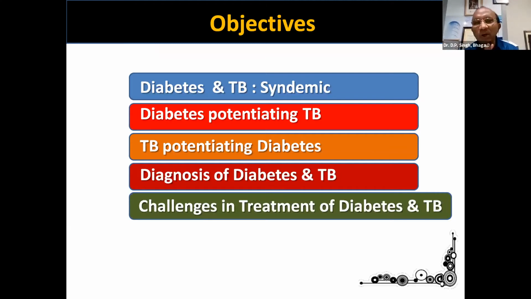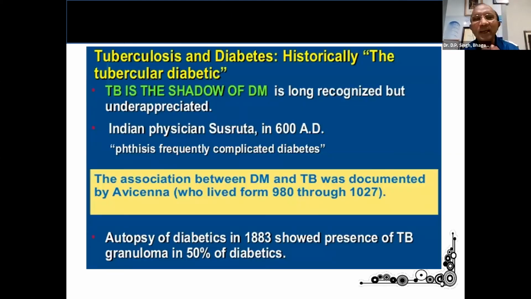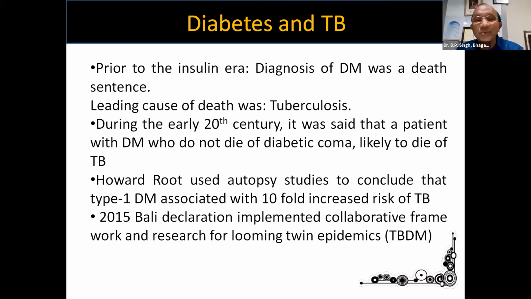We know historically TB is closely associated with DM, TB in the shadow of DM, and the Indian physician Sushruta described that TB frequently complicated diabetes. And long back, autopsy of diabetics showed the presence of TB granuloma in as high as 50% of diabetics. Insulin was discovered in 1922. Before this era, diagnosis of DM was a death sentence, and the leading cause of death was tuberculosis.